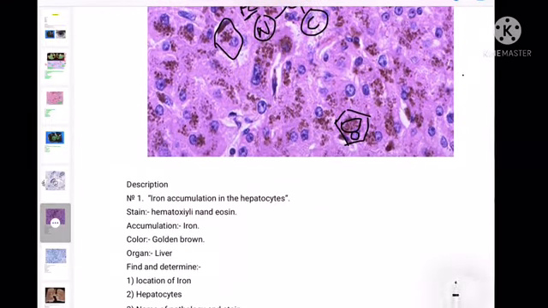So they're saying iron accumulation in the hepatocytes, the staining is hematoxylin and eosin, the accumulating substance is iron, the color is golden brown, and the organ is the liver. The location of iron deposition is intracellular, in the hepatocytes. These are the hepatocytes, one hepatocyte, two hepatocyte, all these are hepatocytes. Name the pathology and the stain. The pathology may be hemochromatosis, and the stain is H and E stain.